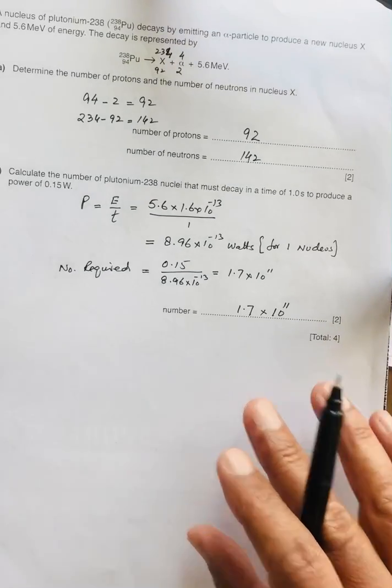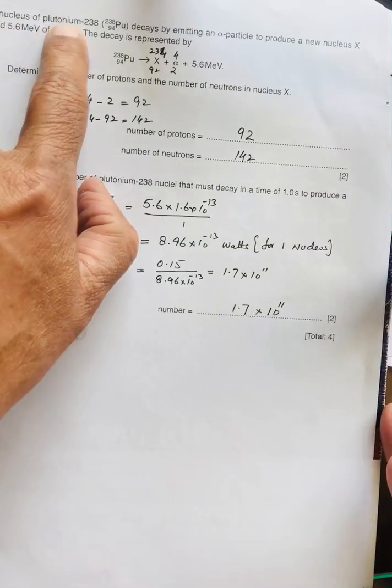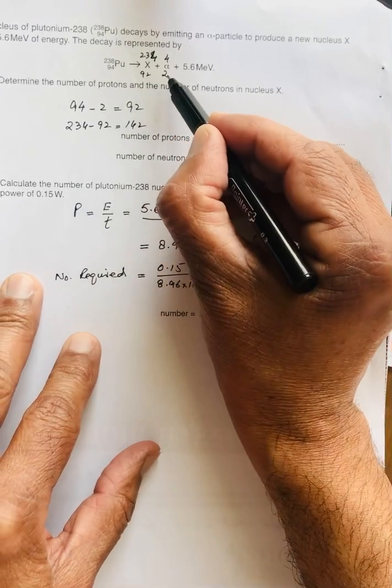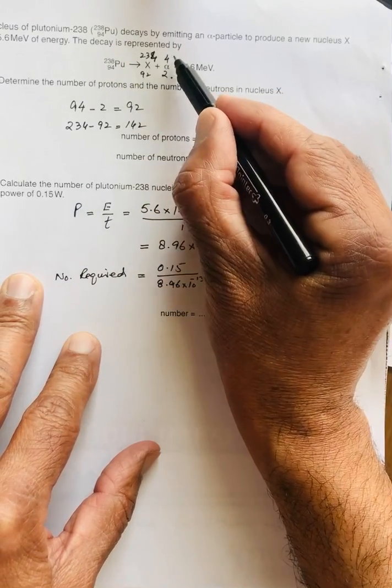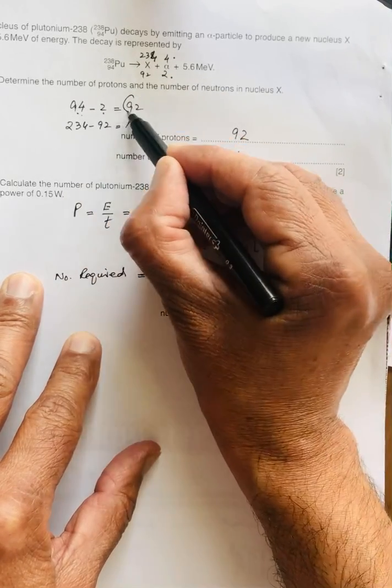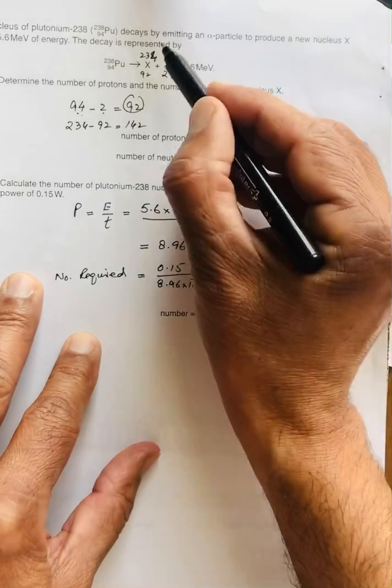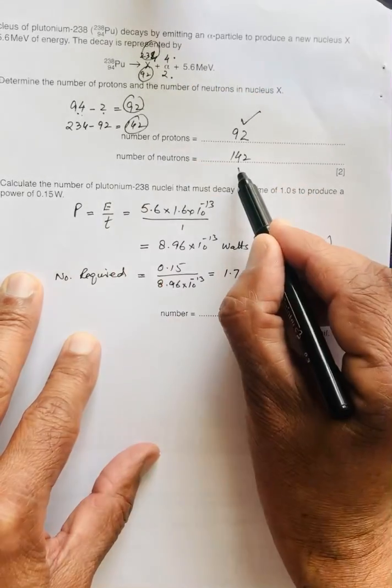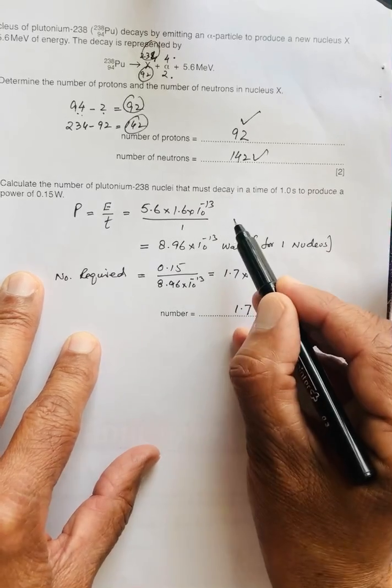And the last question is, a nucleus of plutonium emits an alpha particle. When an alpha particle is emitted, the proton number decreases by 2, the mass number by 4. So 94 minus 2, 92 is the proton number. And mass number minus proton number is the neutron number, so 142.